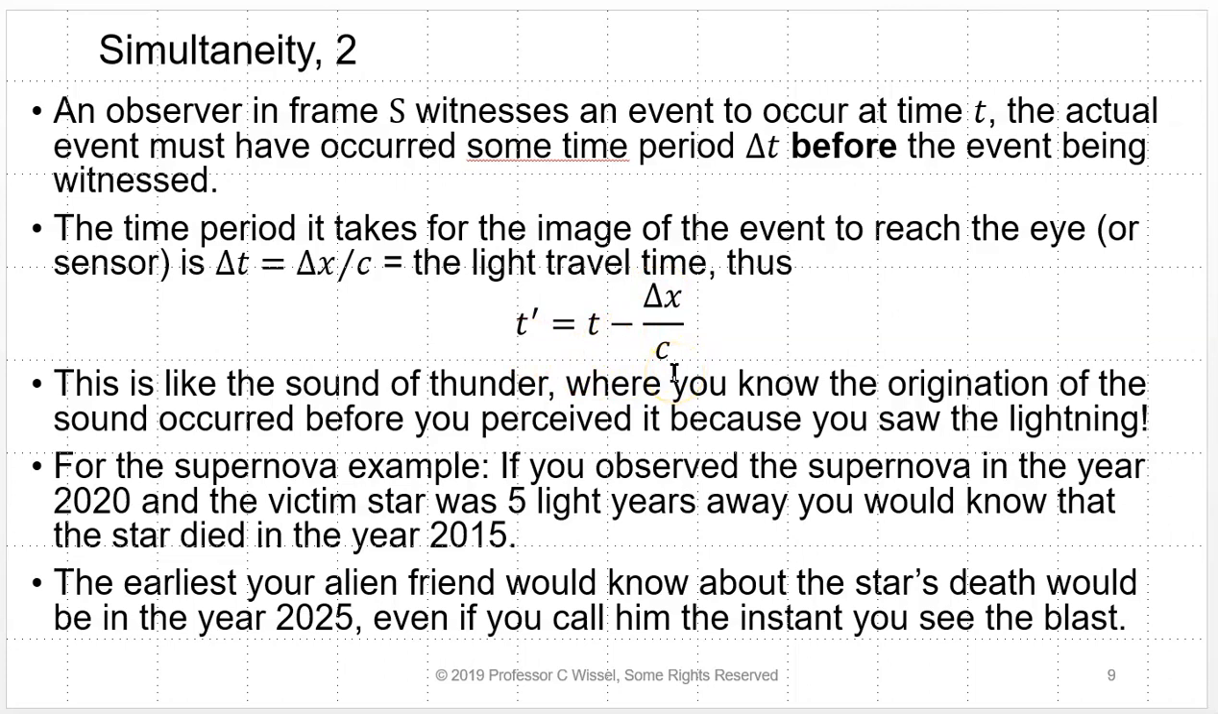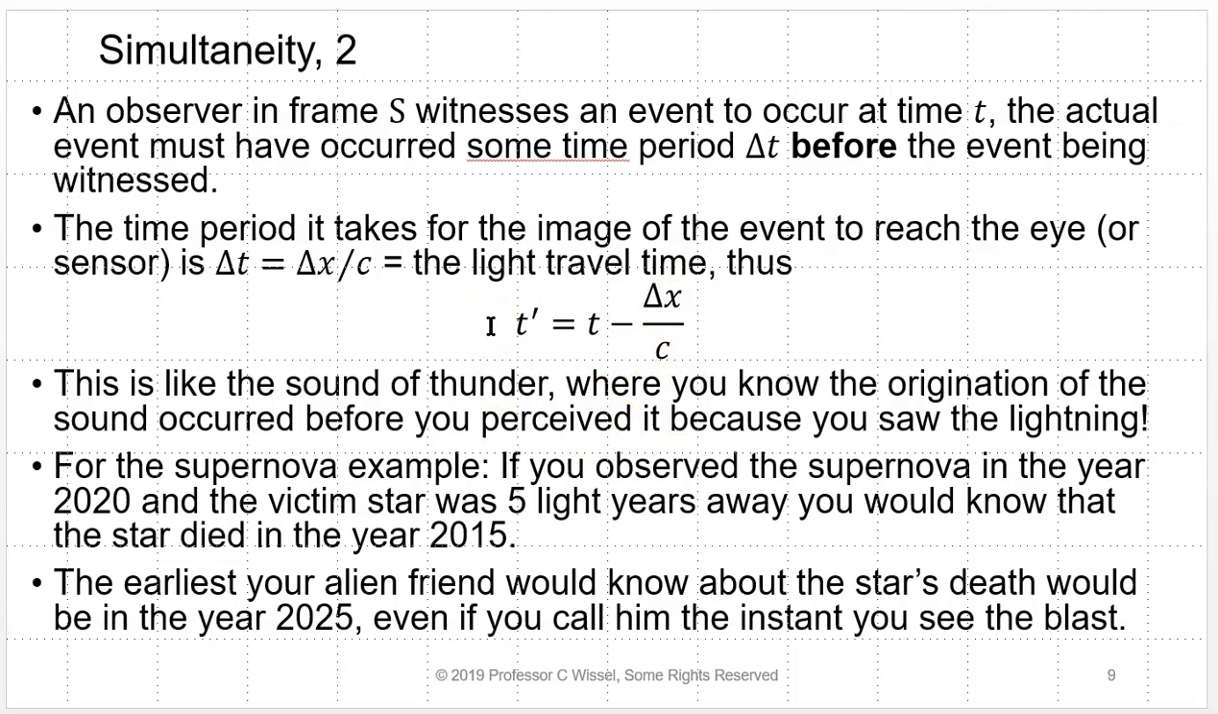This is like the sound of thunder, where you know the origination of the sound occurred before you perceived it because you saw the lightning. Now, for the supernova example, if you observed the supernova in the year 2020 and the victim star is 5 light years away, you would know that the star died in year 2015. So here's when you observe it, that's 2020. Here it's 5 light years away, that's delta x over c. So 2020 minus 5 is 2015. That's when it happened. Your alien friend, he would see the event in 2025. He's 10 light years away, so 2025 minus 10 is 2015.